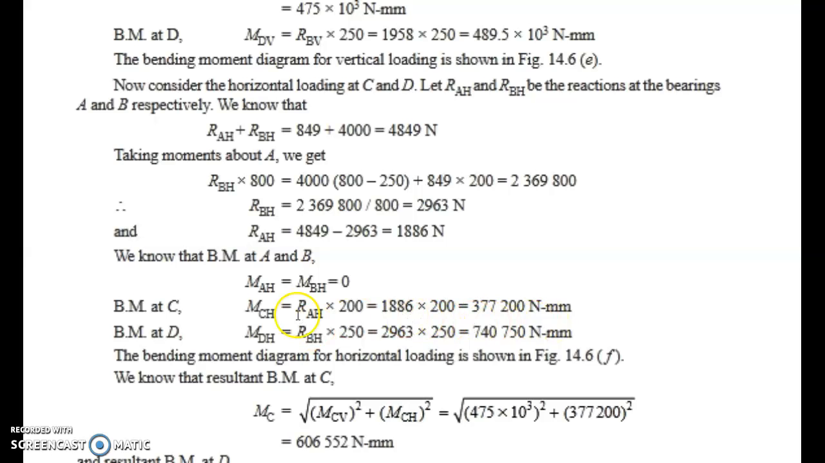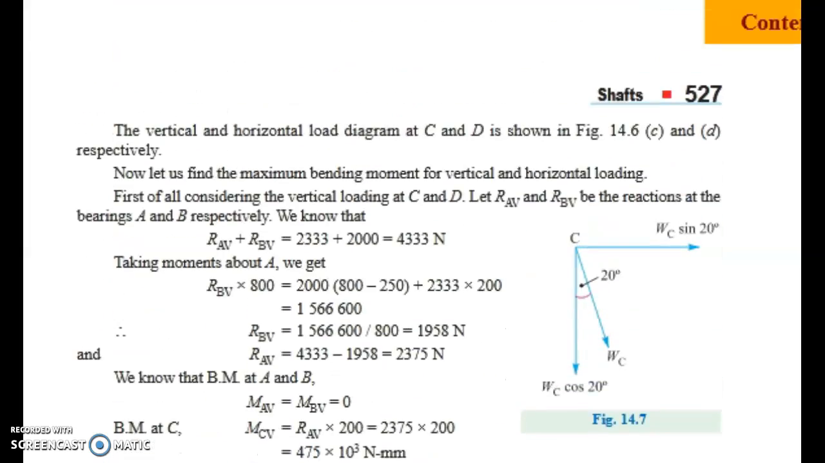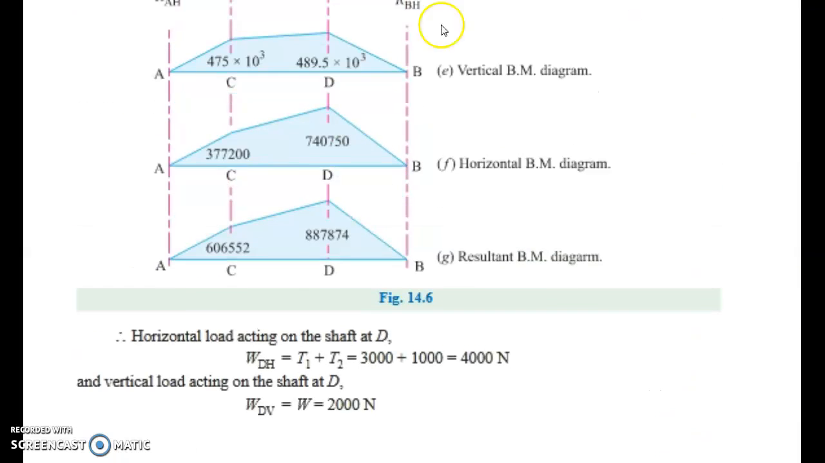Similarly, the bending moment at D is 740.75 into 10 raised to 3 Newton millimeter. Now we get the two values, for the horizontal and vertical bending moment, at points C and D. These are the two values in the vertical direction and in the horizontal direction.